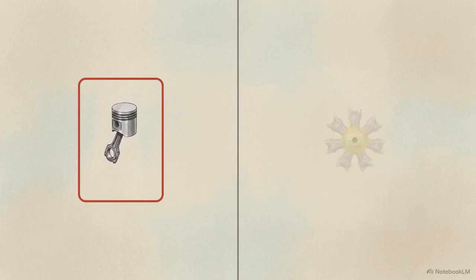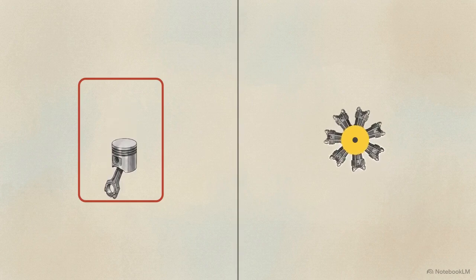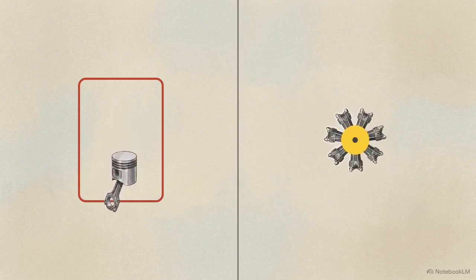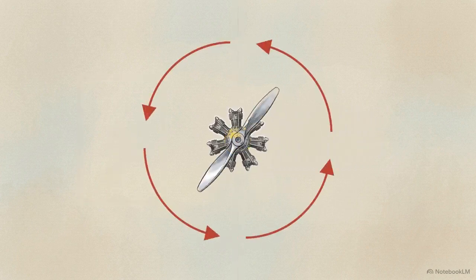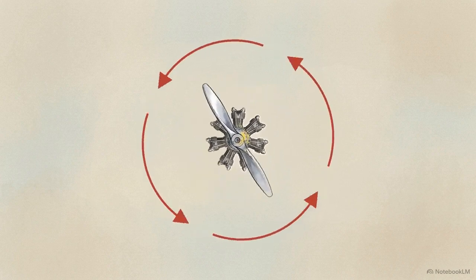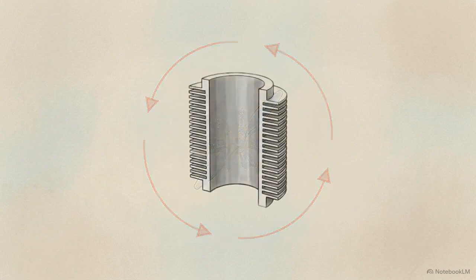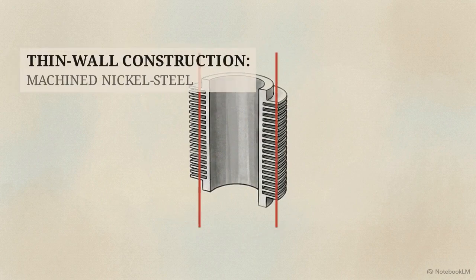On the left, a standard engine uses pistons moving inside a fixed block. But on the right, the Gnome inverts this. The central crankshaft is bolted to the plane's frame, while the entire engine block rotates around it. Because the cylinders were bolted to the propeller, the entire engine acted as a giant spinning flywheel. This rotational momentum smoothed out power pulses without the need for a heavy, separate component.